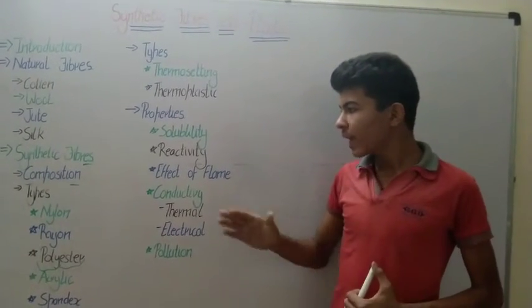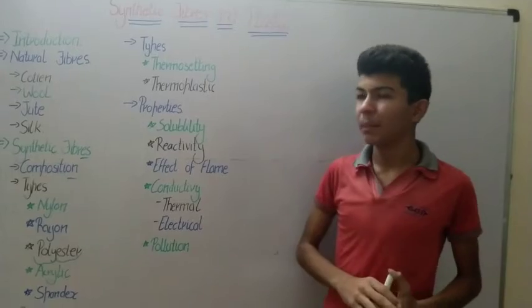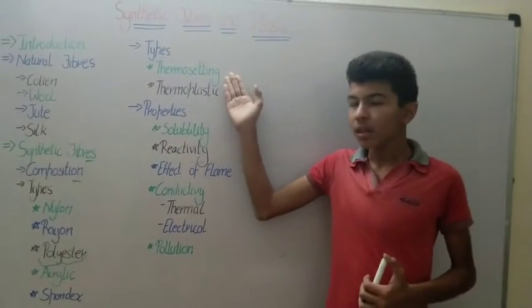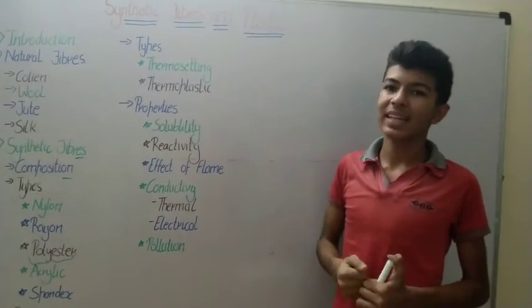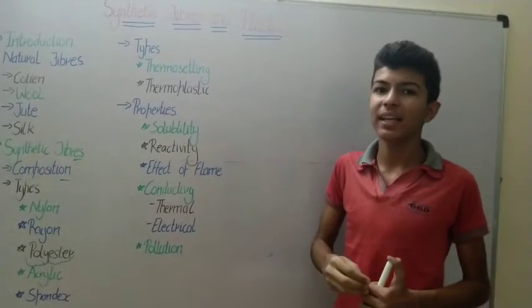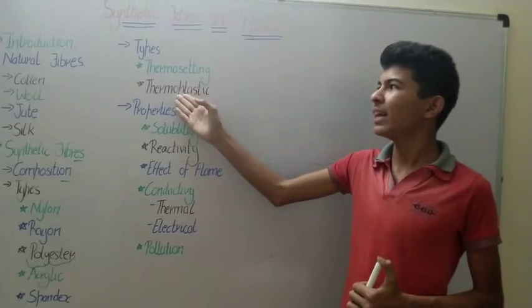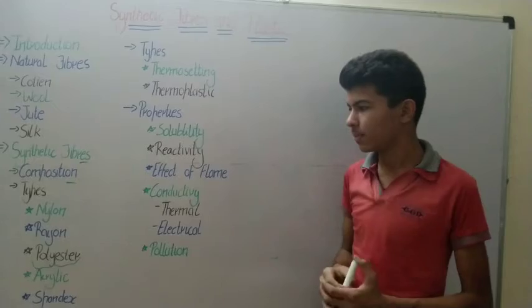And now we have the effect of the flame. As we know, some plastics mold easily and some plastics do not mold easily. Based on this, we have different types of plastics.